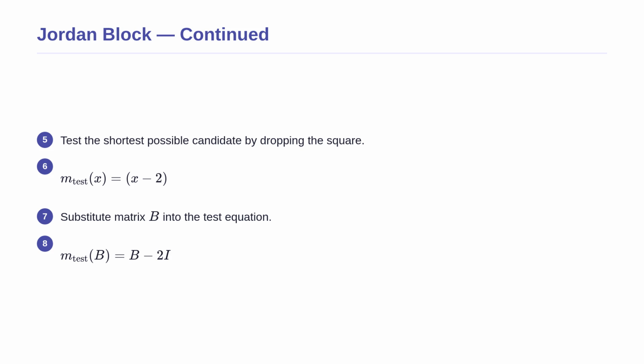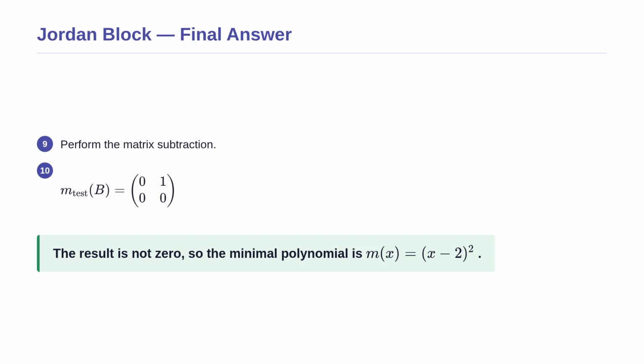We will plug the matrix B into this short equation to see if it has enough power to annihilate the matrix. We substitute the matrix B in place of the variable x, remembering to multiply the number 2 by the identity matrix I so the dimensions match. This sets up a simple matrix subtraction problem. Let us perform the subtraction to see the result.